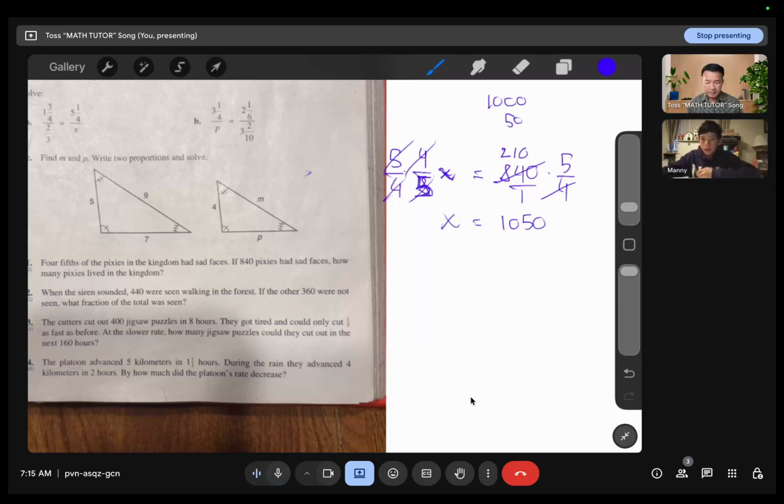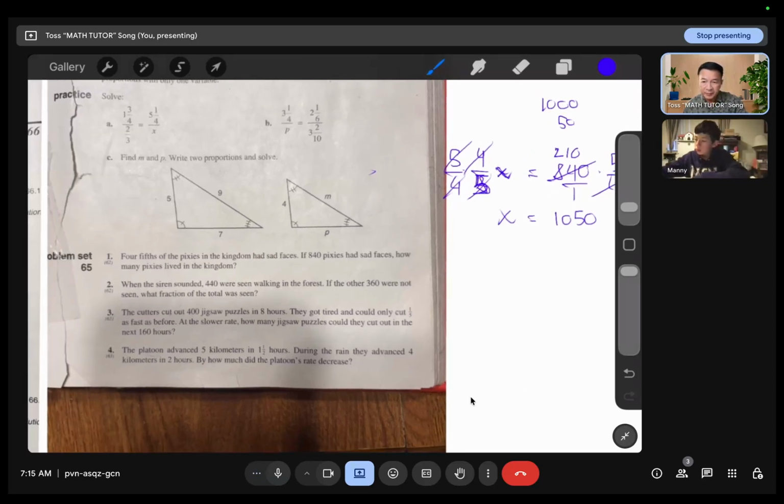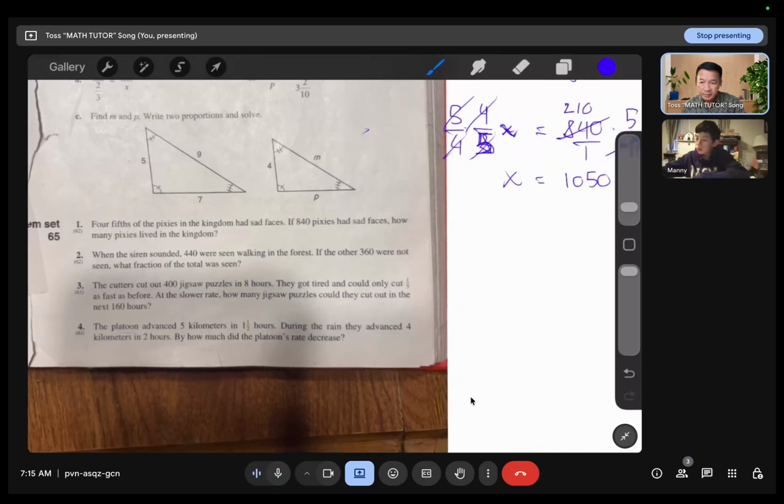Now, is that the answer? How many pixies lived in the kingdom? Yeah, because if you actually test it, 4/5 times 1050 will give you 840. Does that make sense? So this is like making sense of the problem, making sense of what you're doing. So it's good. All right, number 2.